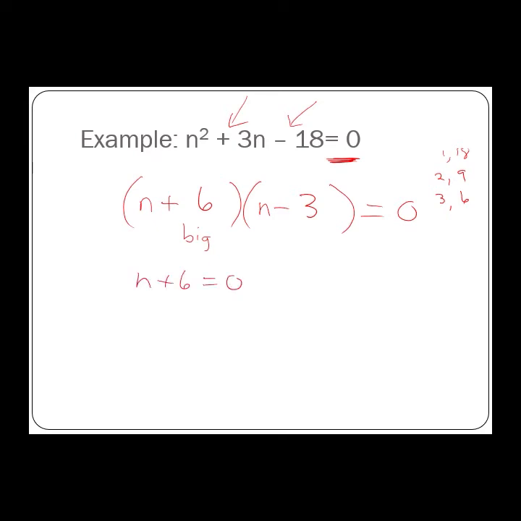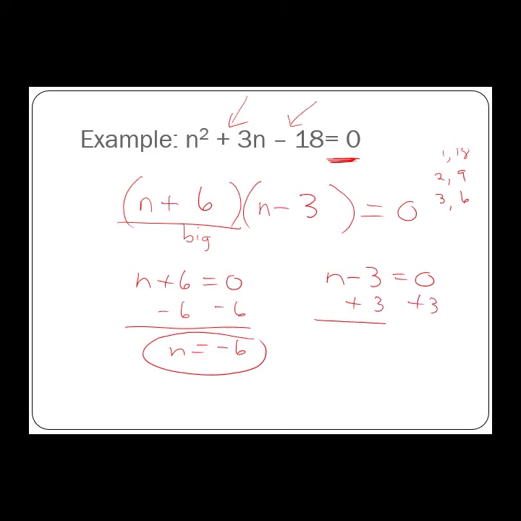Take the first factor, set it equal to 0. Take the second factor, set it equal to 0. And then the last step is to solve each of these. So either n has to be equal to -6, which would make this factor 0, or n has to equal 3, which would make that factor 0.